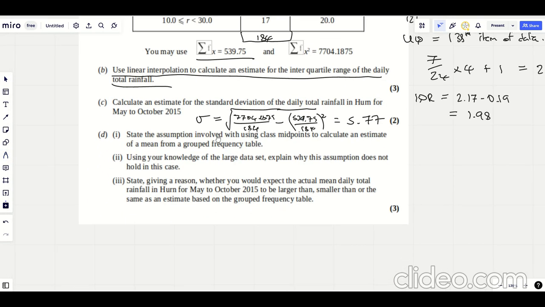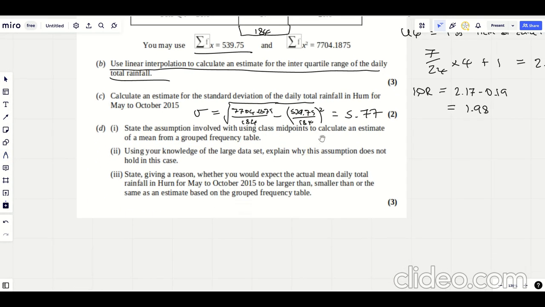Cool. State the assumption involved with using class midpoints to calculate an estimate of the mean. So you use midpoints, you're assuming data is evenly spread throughout the interval, yeah? You've assumed data is evenly spread throughout the interval. And that should get you the marks. Let me see what they said in the mark scheme, actually. They said that the data is uniformly distributed, which is exactly the same thing.